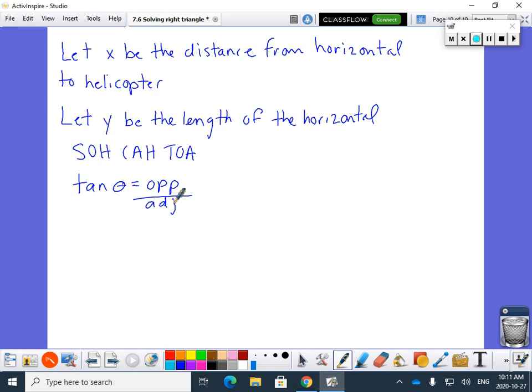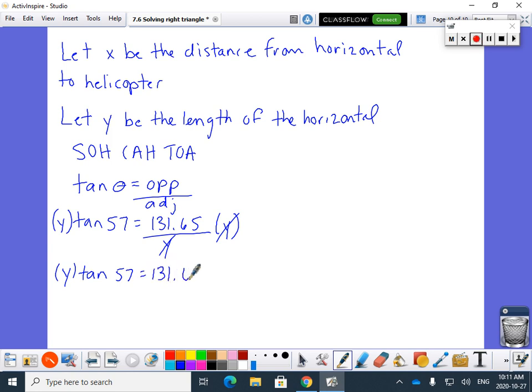What is my theta for this question? What's the angle that we have? 57. Opposite is? Good. And adjacent, we don't know, so I'm going to put in our y there, because that's what we labeled it on our diagram. So in order to get rid of this fraction, you guys know we're going to multiply both sides by y. Cross it out. Becomes y tan 57 equals 131.65.